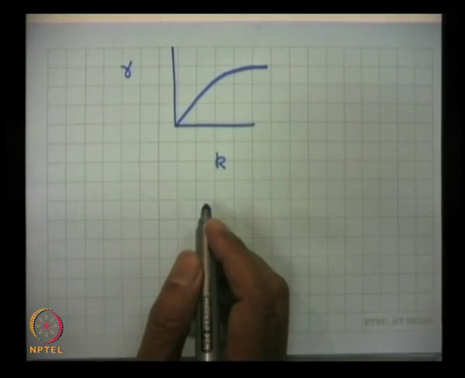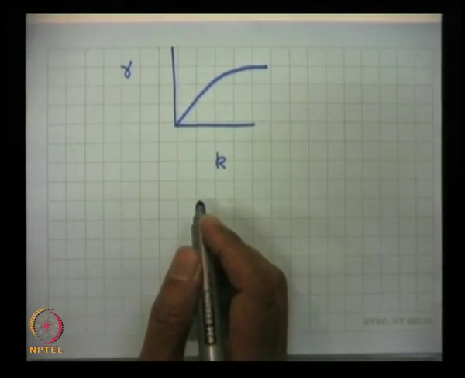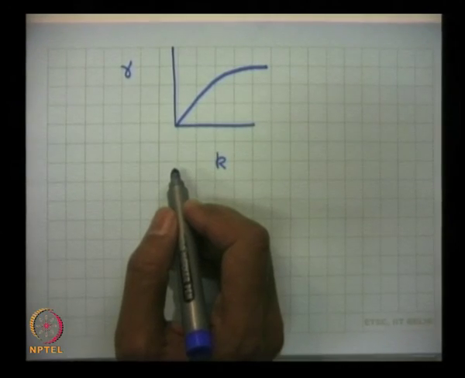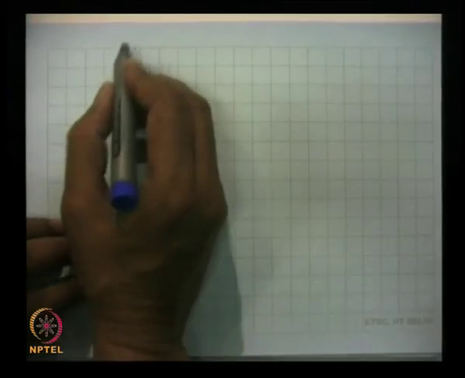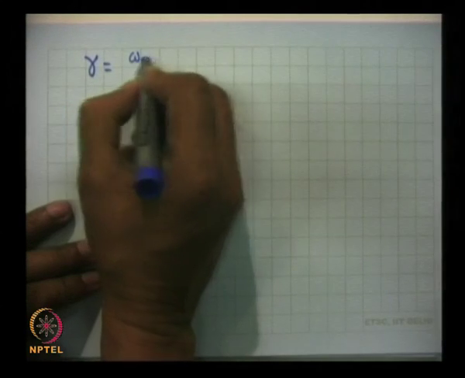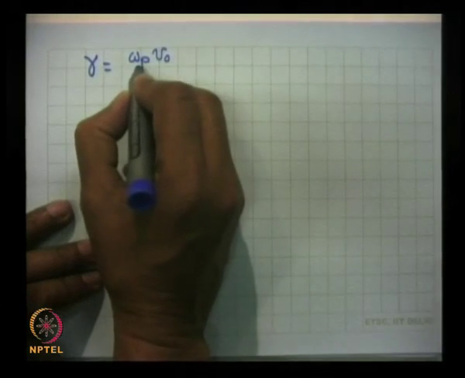Sorry, I made a mistake, I should not do this, this is not right. This is opposite. Let me remove this page. I am having growth rate equal to omega p V0 by c.